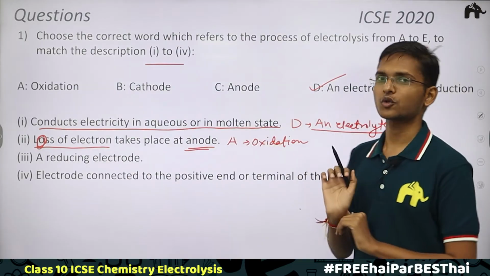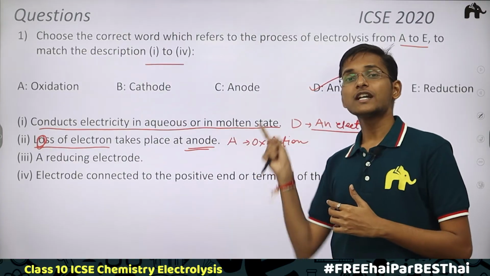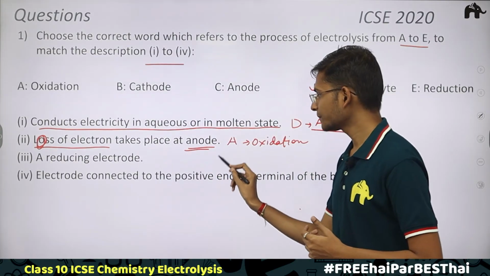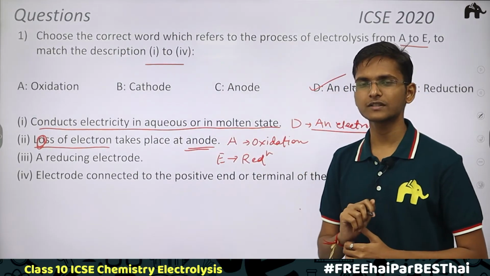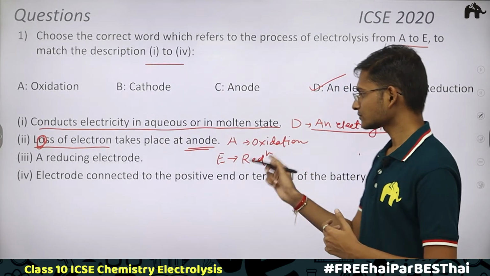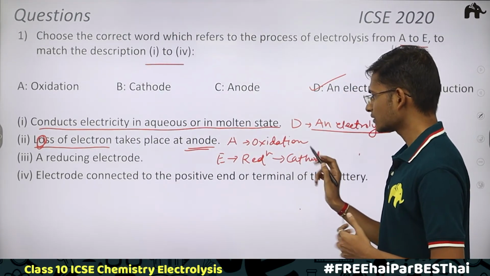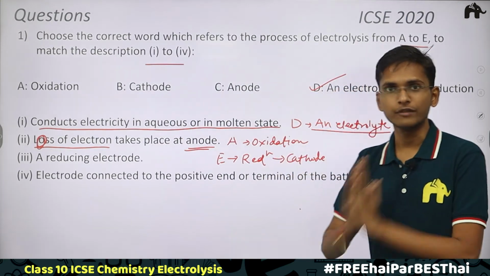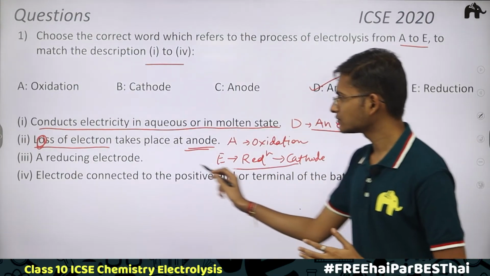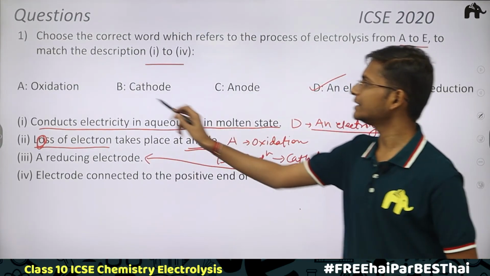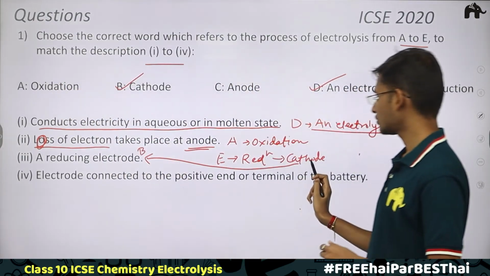Then a reducing electrode. I have told you a link: the electrode at which reduction takes place is a reducing electrode. Clear? Now, at which electrode does reduction take place? Cathode. We have studied this. Remember that in electrolysis, reduction always takes place at the cathode. So the cathode is our reducing electrode. So B is done, A is also done. So this is B, cathode.